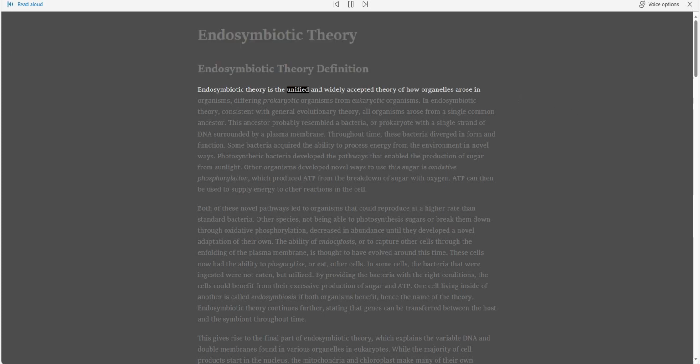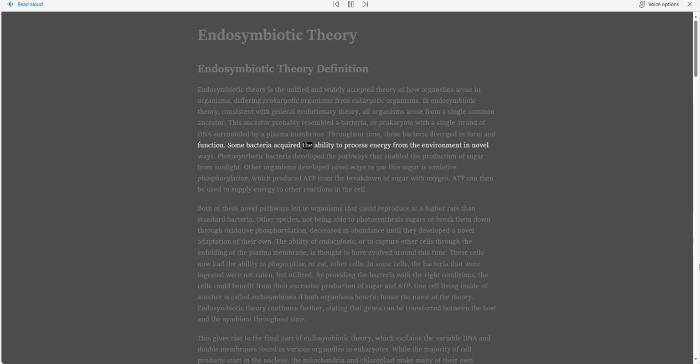Endosymbiotic theory is the unified and widely accepted theory of how organelles arose in organisms, differing prokaryotic organisms from eukaryotic organisms. In endosymbiotic theory, consistent with general evolutionary theory, all organisms arose from a single common ancestor. This ancestor probably resembled a bacteria, or prokaryote, with a single strand of DNA surrounded by a plasma membrane. Throughout time, these bacteria diverged in form and function.